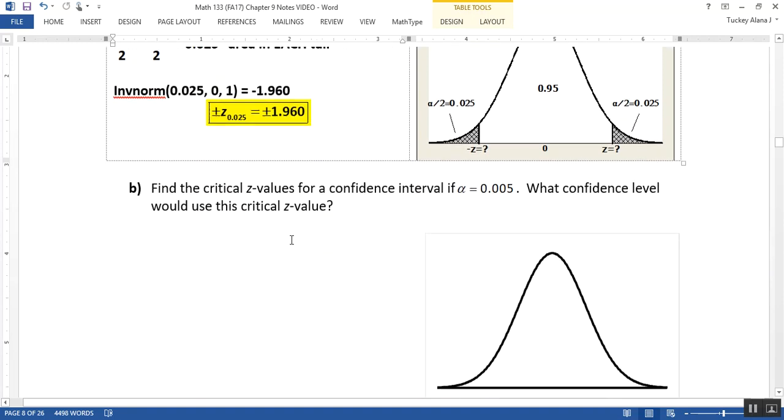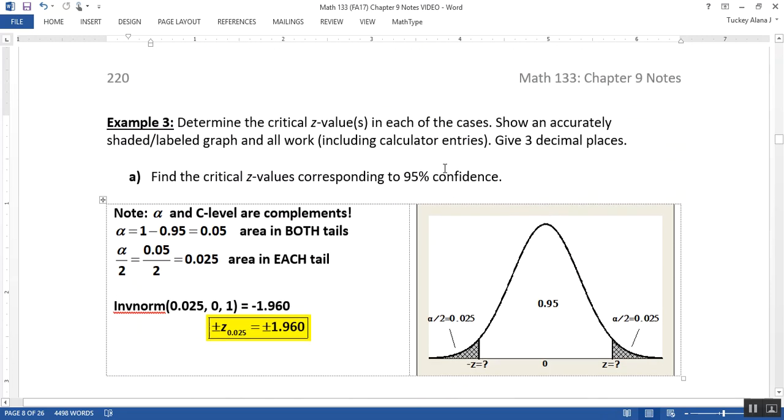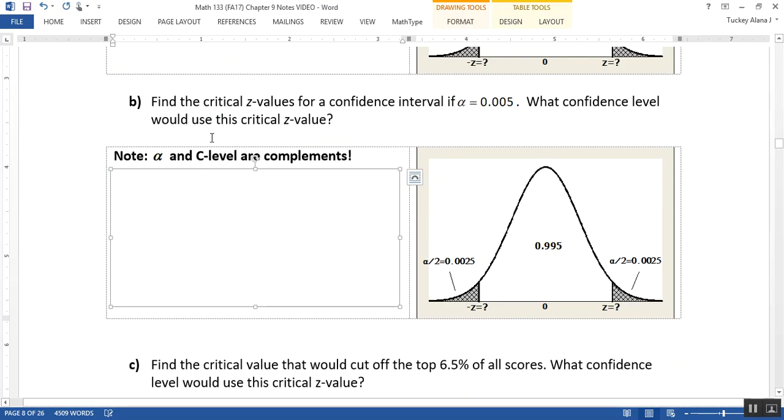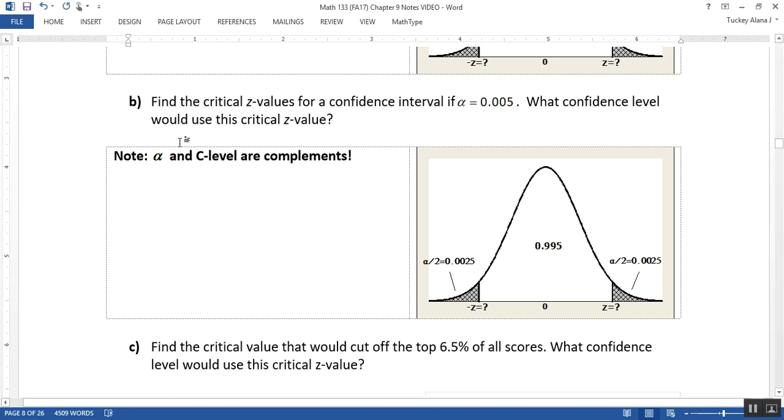All right, now let's do it again. So here it wants the critical values for a confidence interval if alpha is 0.005, and then what confidence level would have that critical value. So I'm kind of reversing it on us. Instead of giving us confidence, which I did here, I'm giving us alpha, and then I'm asking for the confidence. So again, we note that alpha and the confidence level are complements of each other, so that's useful to know.